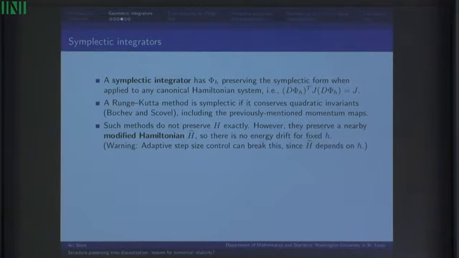One of the things I've heard sometimes is that people say that if you use adaptive time stepping with a symplectic integrator, it's no longer symplectic. Now that's not true. Composition of symplectic maps is always symplectic. So these methods are still symplectic and they're still momentum preserving, but you lose this nice property of nearly preserving the Hamiltonian.